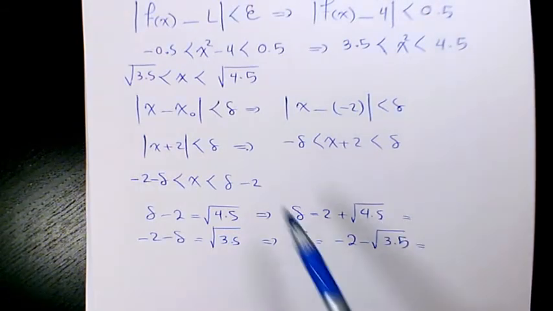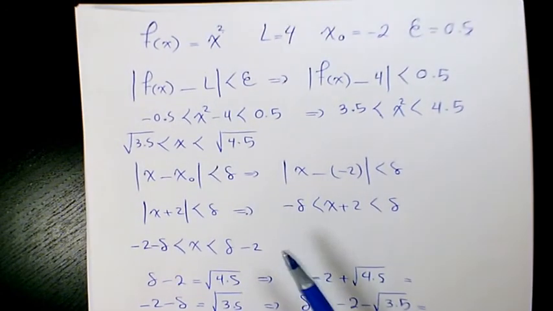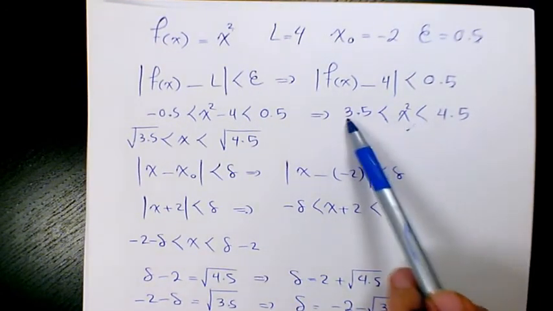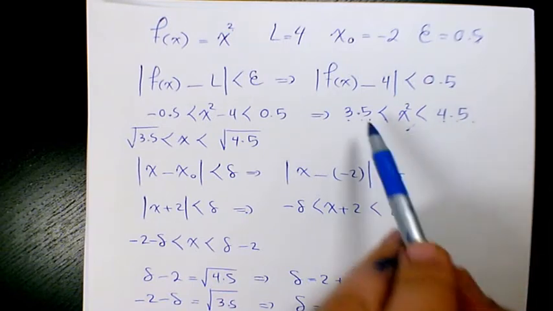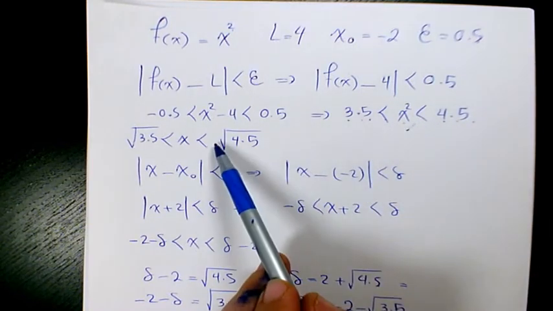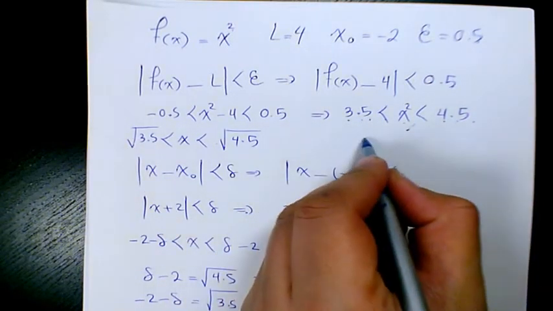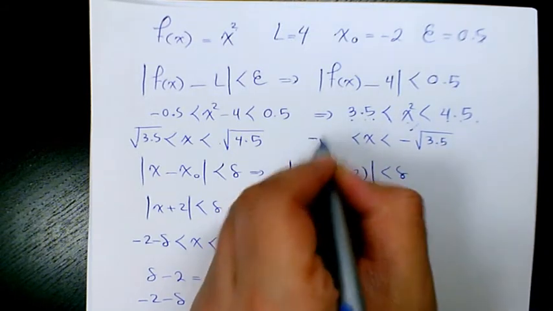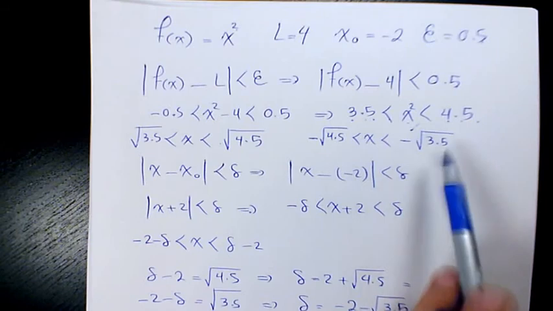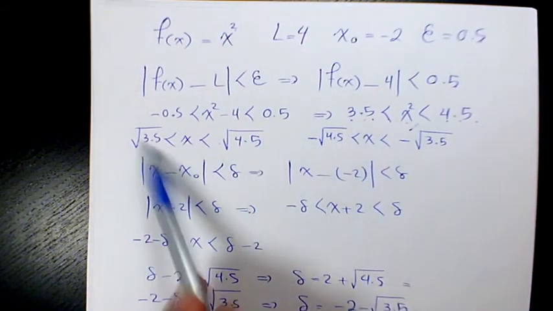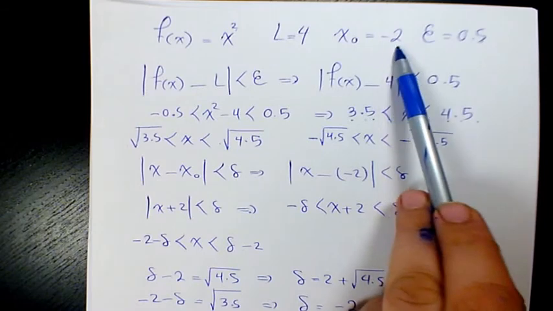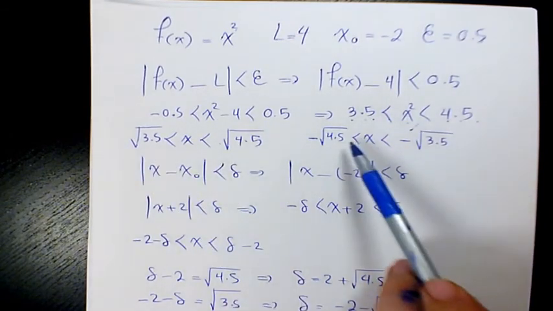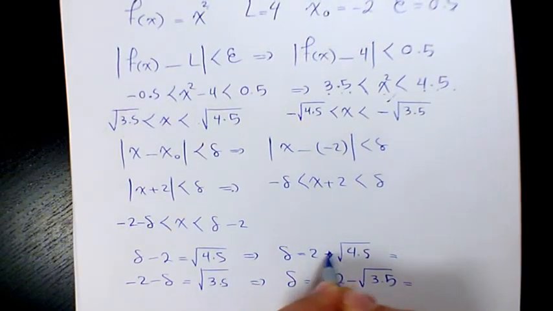Okay, one thing I need to mention here. We have x squared between 3.5 and 4.5. When you find the square root, it can be positive or it can be negative. So the other possible way is going to be negative root 4.5. The reason we need to accept this one, not that one, is because x is around negative 2. So the positive one is not possible. However, the negative one is possible. So in this case, you have a negative number, and here you have a positive number.